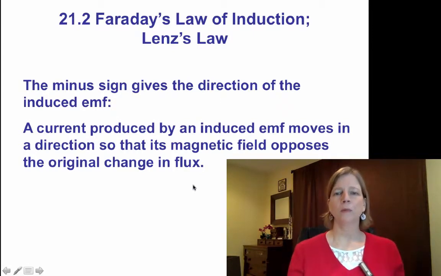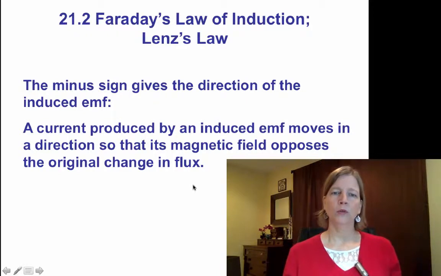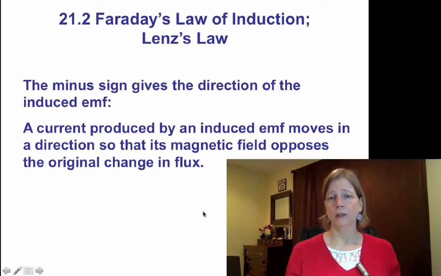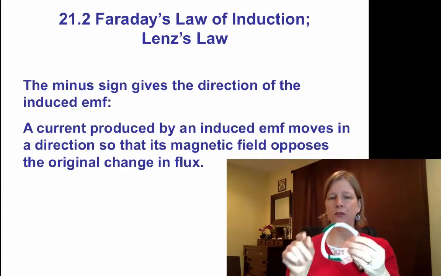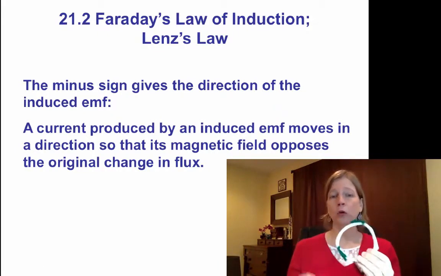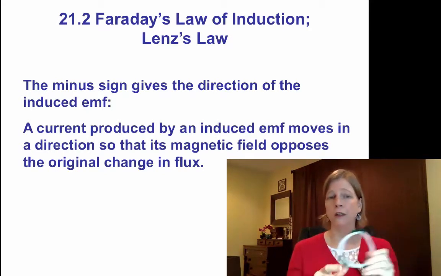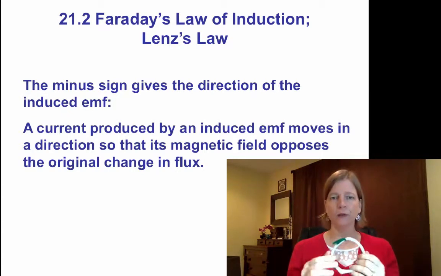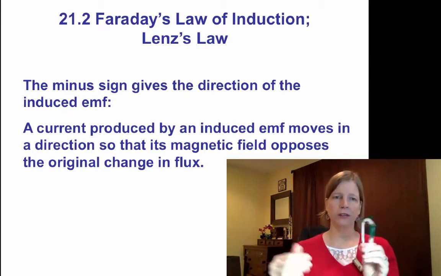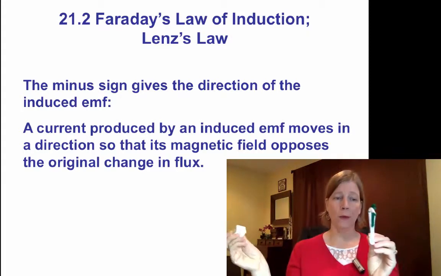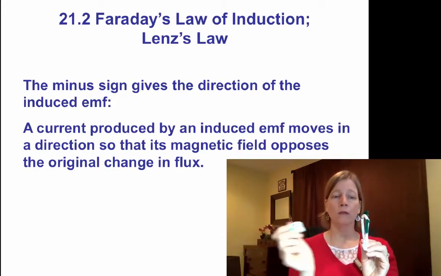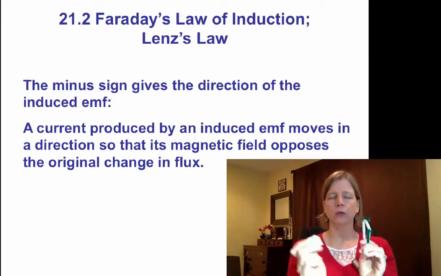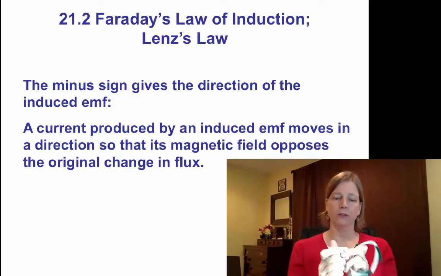And the current produced by an induced EMF moves in a direction so that its magnetic field opposes the original change in flux. So what does that mean? Well, we know if we have an induced current in a loop of wire that the current will generate its own magnetic field. That was right-hand rule number 1. But we know now that we're changing the magnetic field. We have a magnetic flux to induce the current. So let's say you had the north end of a bar magnet approaching a loop of wire. We have a changing flux going through that loop of wire. The induced current will create a magnetic field that opposes whatever this change in flux is.